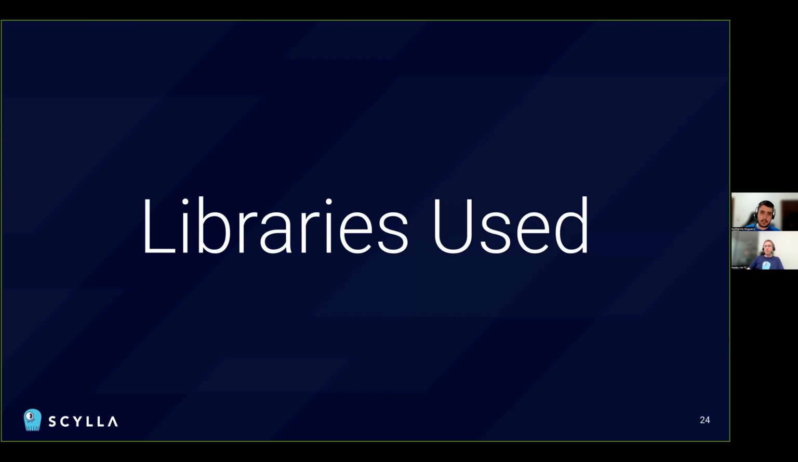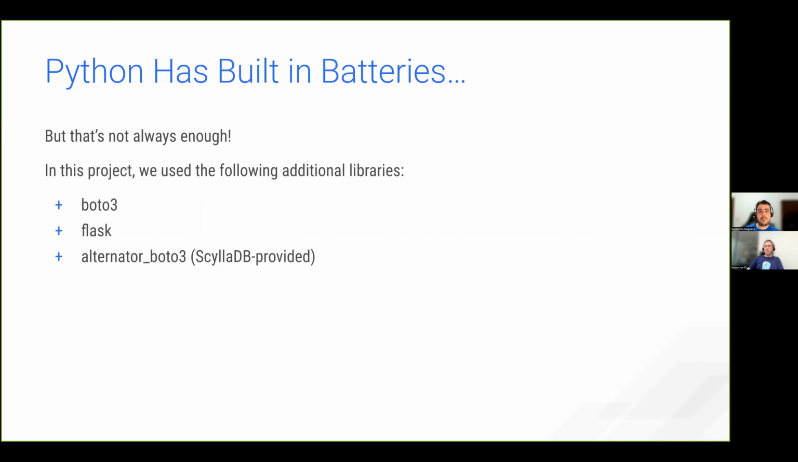So let's take a look at the libraries that we use. As I mentioned before, Python has a ton of included libraries. So we say Python has batteries included, but that's not always enough. So in this project, we use the Boto 3 library, the Flask library, and we also use the ScyllaDB provided sample code, Alternator Boto 3, sorry.